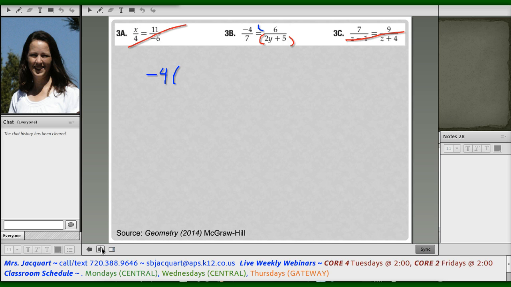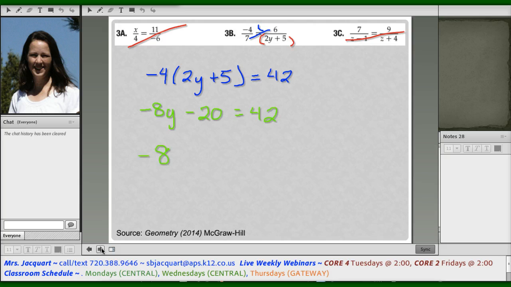Negative 4 times 2y plus 5 equals, cross multiply, 42. Negative 8y minus 20 equals 42. Add 20 to both sides, so negative 8y equals 62. Divide by negative 8, so y equals negative 7.75.